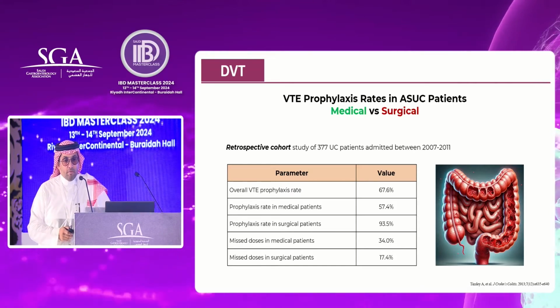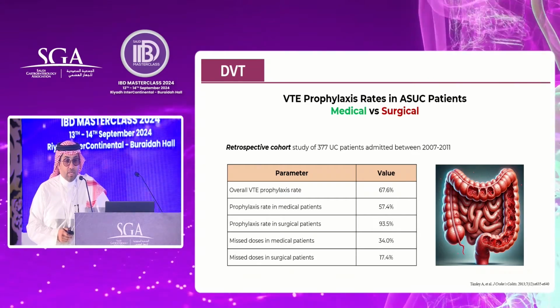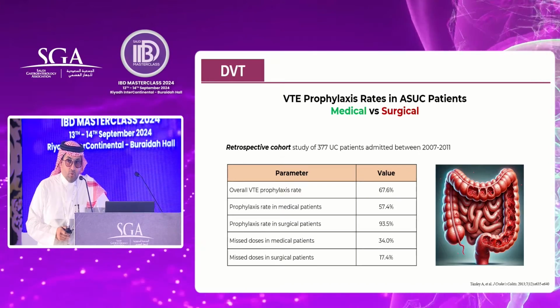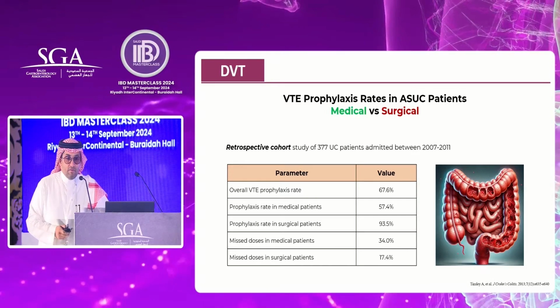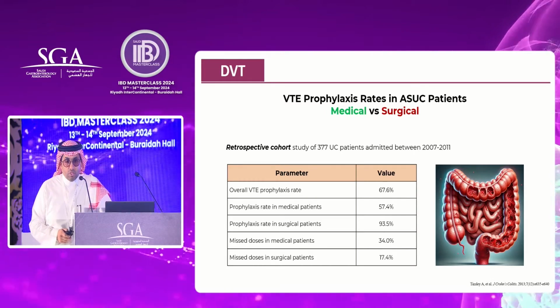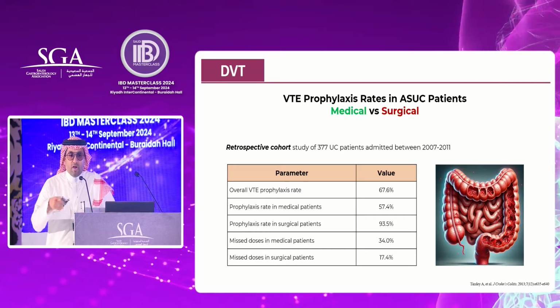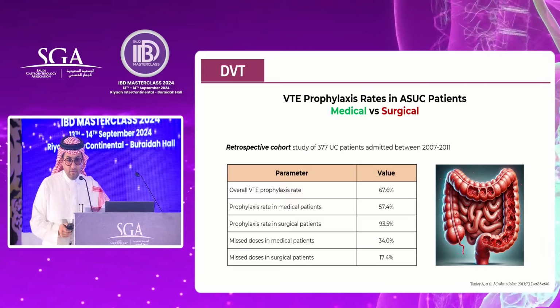The missed dose in medical patients is 34%, and the missed dose in surgical patients is 17%. So this highlights the importance of giving DVT prophylaxis, as we know that those patients admitted with acute severe ulcerative colitis have a higher risk than those patients with non-active disease.